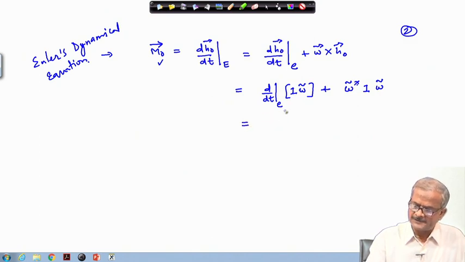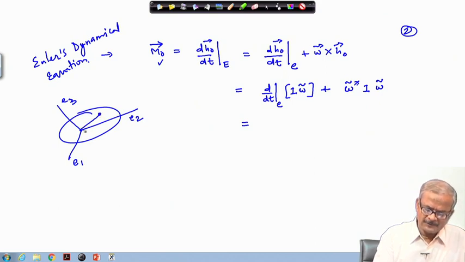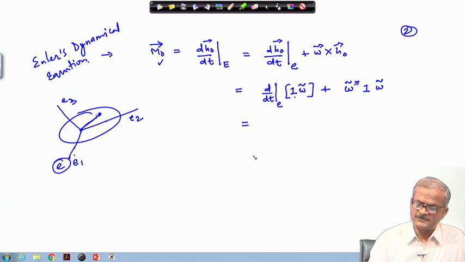Now, if the body is rigid, and this is your E frame E 1, E 2, E 3, then the distance of a particular particle from the different axes remains fixed with respect to the E frame. So, this particle distance will remain fixed from all these axes, and therefore the I will not change, and you can take it outside and write this as d by dt omega tilde plus omega tilde cross, and this is nothing but omega dot.